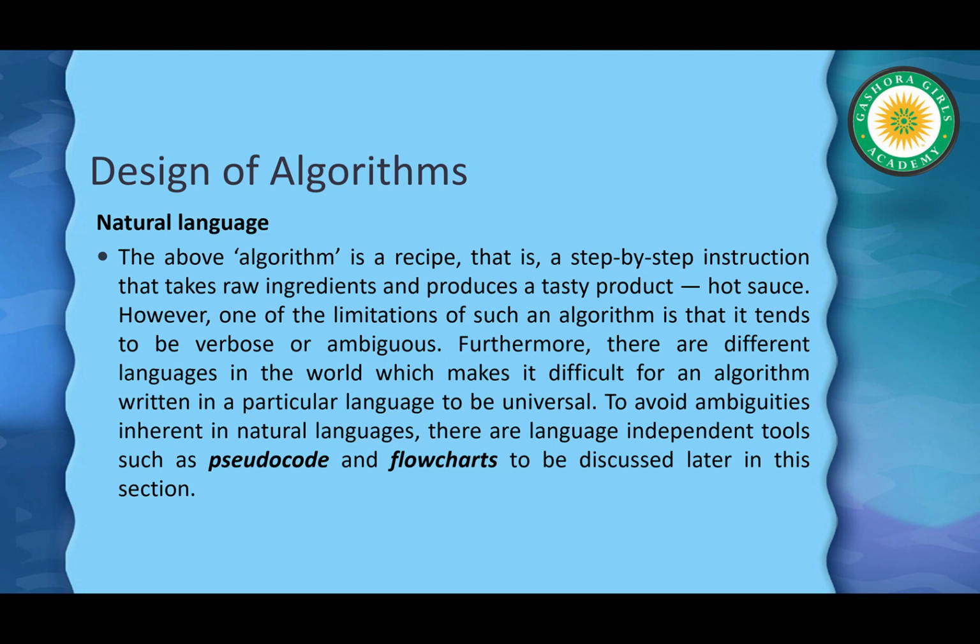However, one of the limitations of such an algorithm is that it tends to be verbose or ambiguous. Furthermore, there are different languages in the world, which makes it difficult for an algorithm written in a particular language to be universal. To avoid ambiguities innate in natural languages, there are language-independent tools such as pseudocode and flowcharts, to be discussed later in this section.